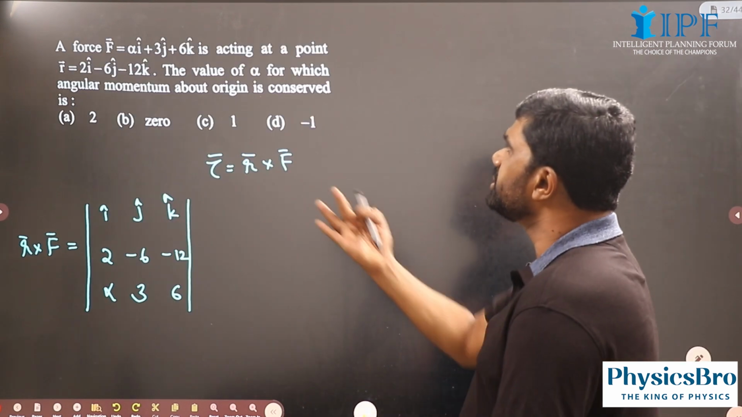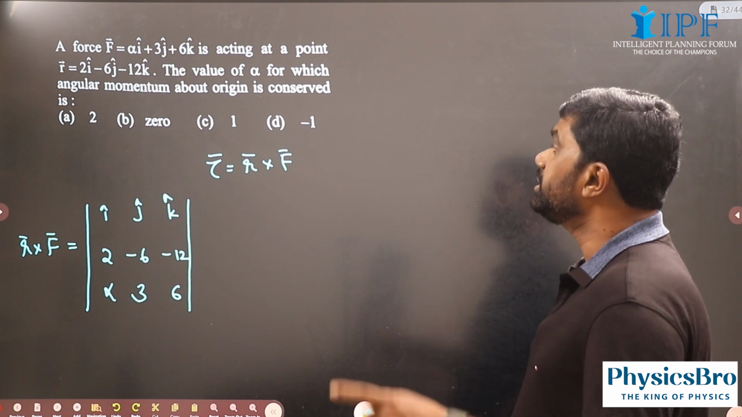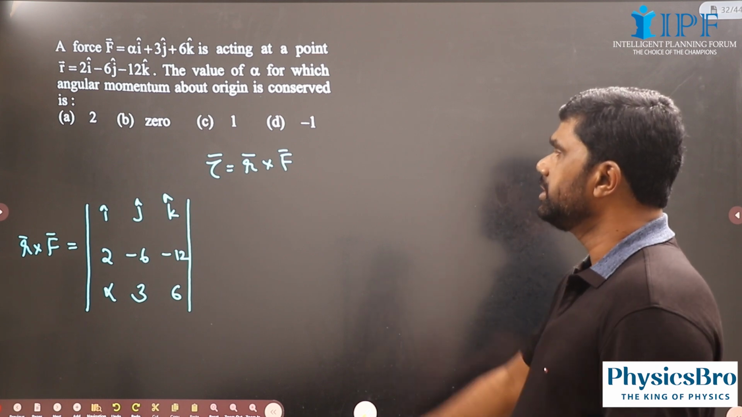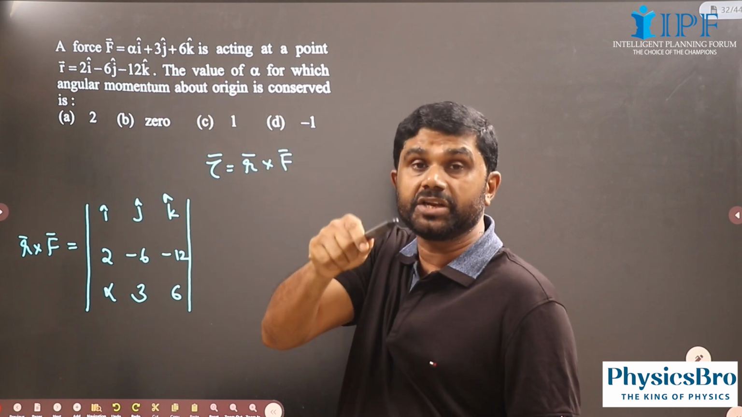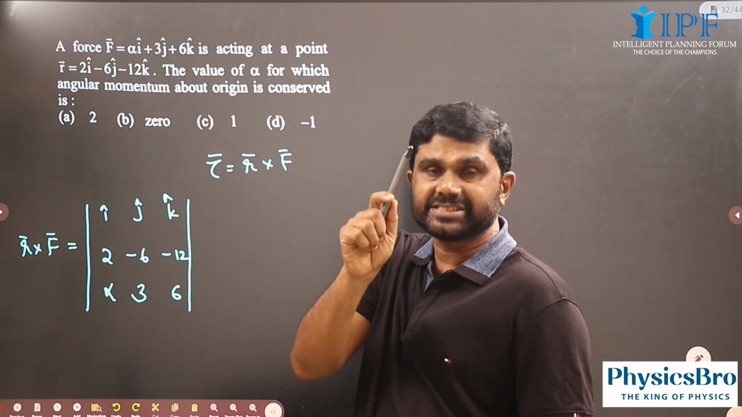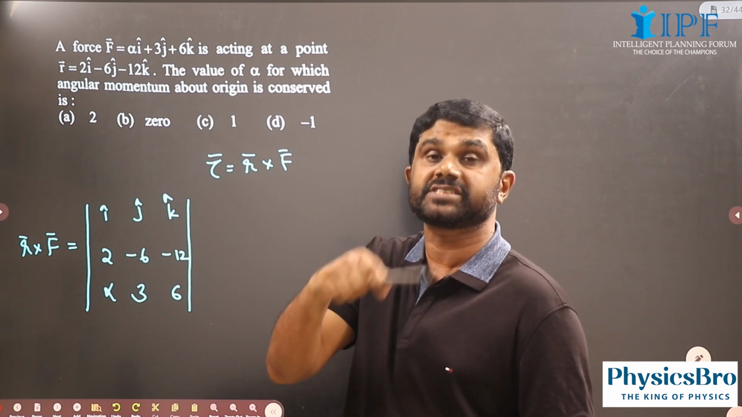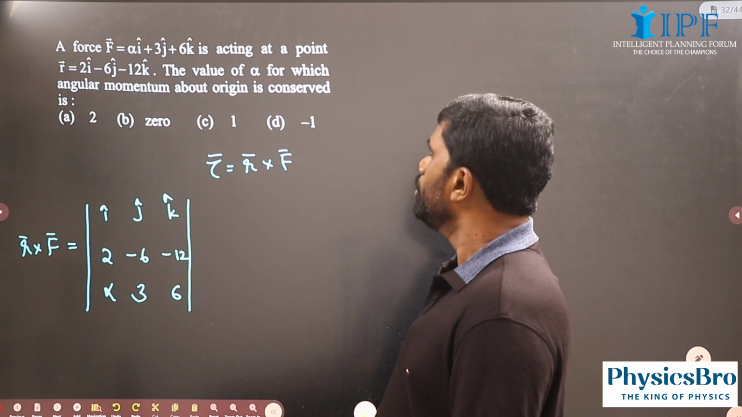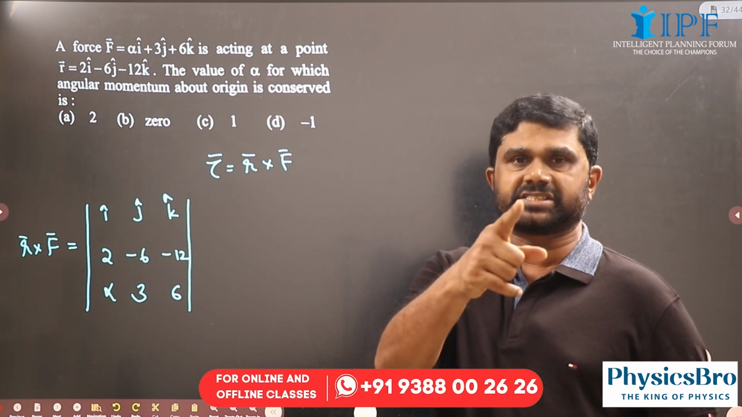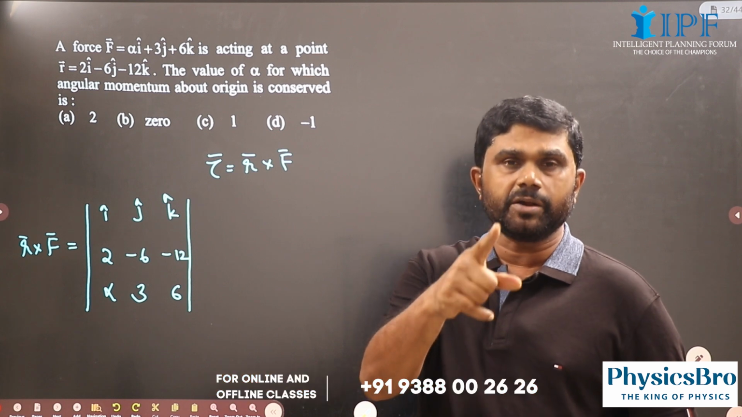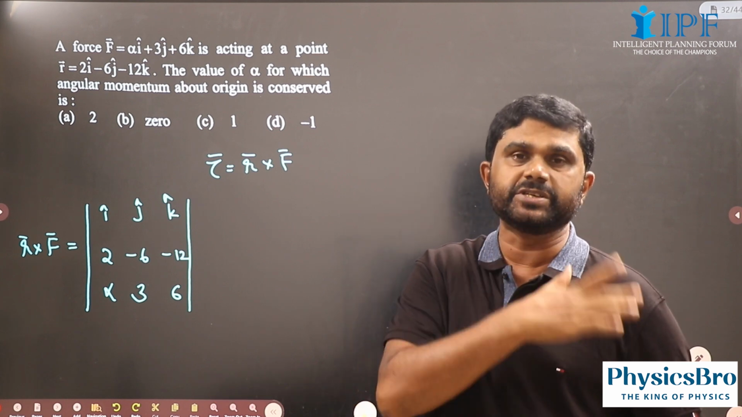Force is given in component form. Position vector is also given in component form. The value of alpha: in the expression for force, its x component is alpha. That's not given, it's an unknown that we have to find out. The value of alpha for which the angular momentum about the origin is conserved. In order to conserve angular momentum, torque must be 0.